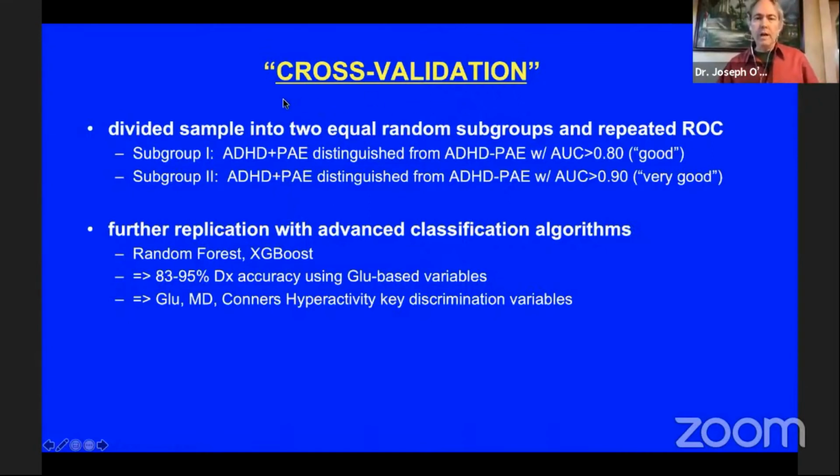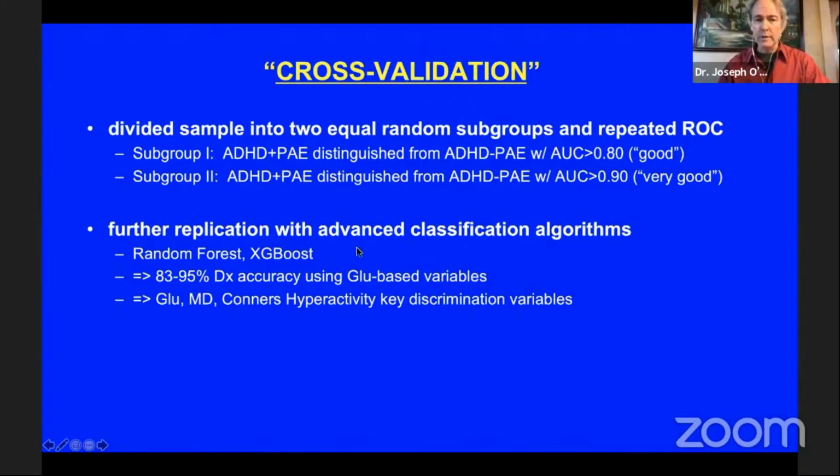We performed a kind of cross-validation, in quotation marks, because for true cross-validation you have to get a separate group from the outside world and retest them. We didn't have that, so we split our existing group in two and repeated the procedure. For subgroup 1, we had an area under the curve greater than 0.8, considered good. And for subgroup 2, an area under the curve greater than 0.9, very good.